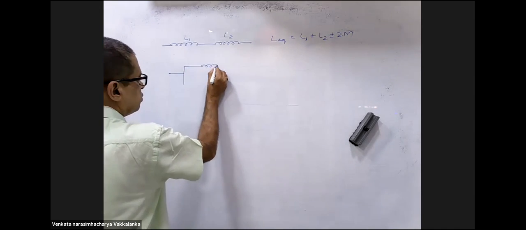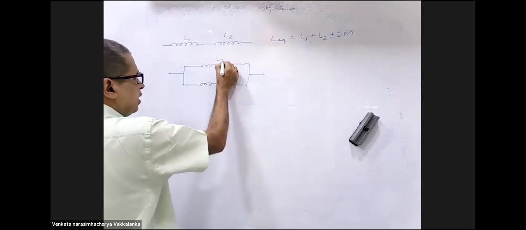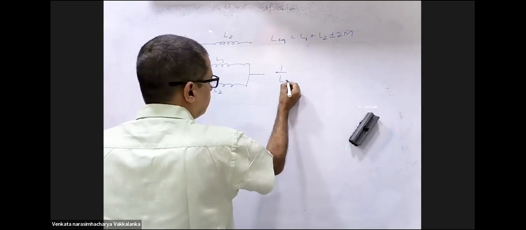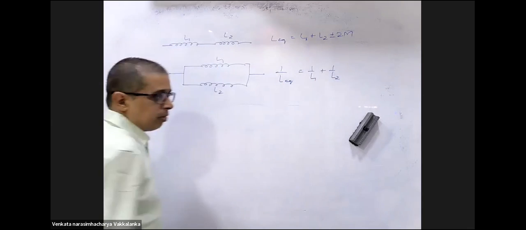Two inductors in parallel. Don't use mutual inductance here. 1 by L equivalent is 1 by L1 plus 1 by L2.